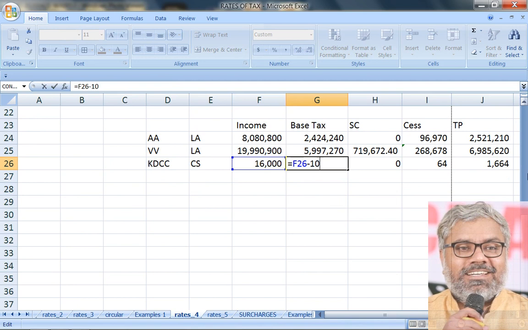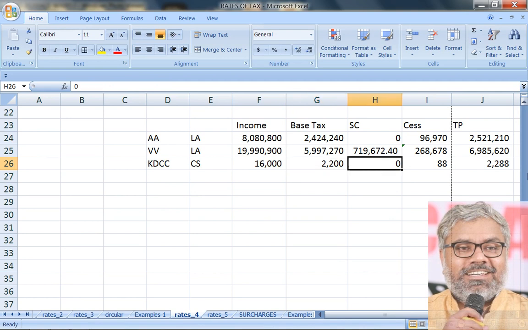Whatever the amount of income is, minus 10,000, into 20%, plus 1,000 is what we are supposed to do in this case. So what is happening here? Up to 10,000, 10%, which is 1,000, which we added. More than 10,000, 6,000. 6,000 into 20% is 1,200. So 1,200 plus 1,000, 2,200 is the base tax.